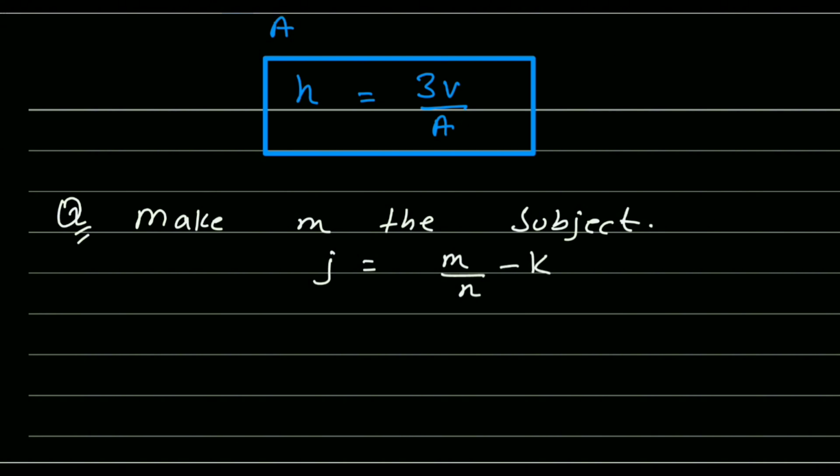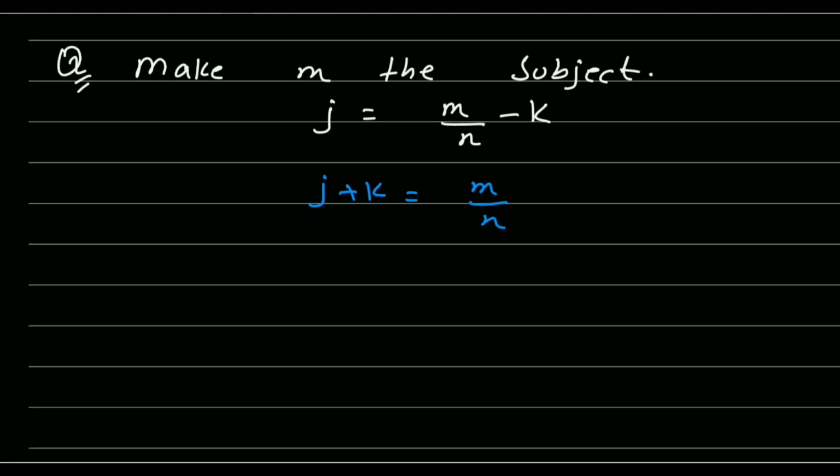As I am going to make m the subject, first of all k will come here, k will come with j and it will become positive. So j plus k is equal to m over n. Now as I am going to make m the subject, so n will be multiplied with j plus k like that, and that is our final answer. Simple. This was also a very simple question.